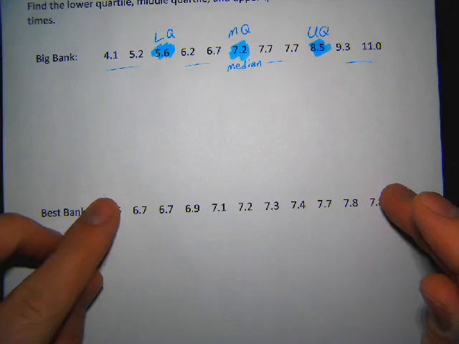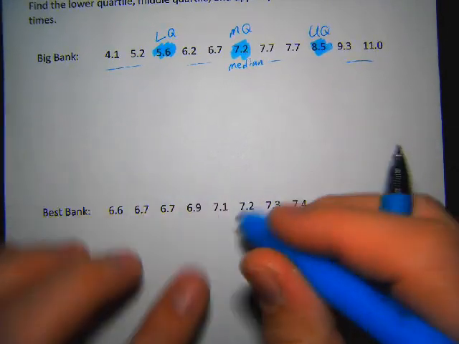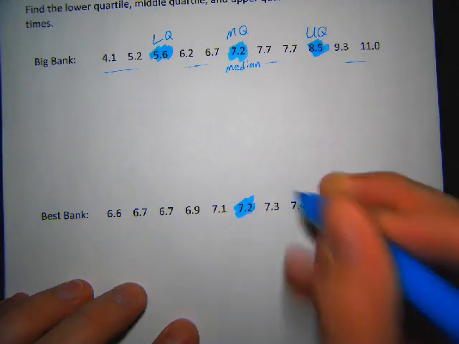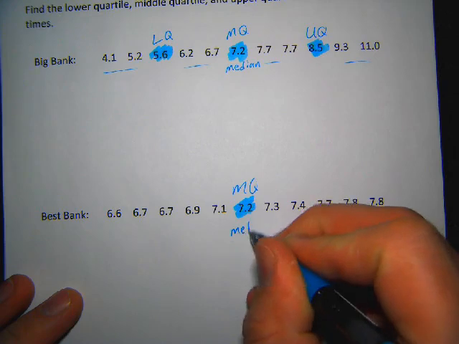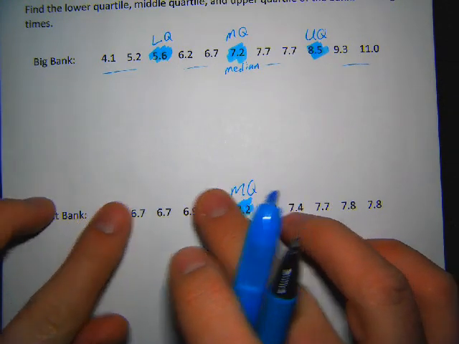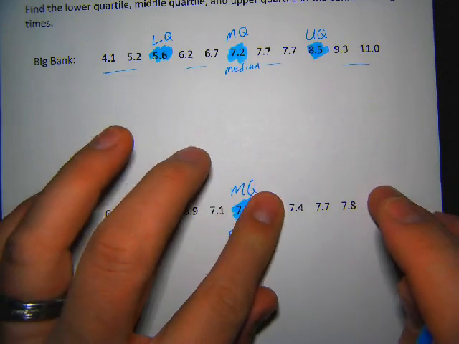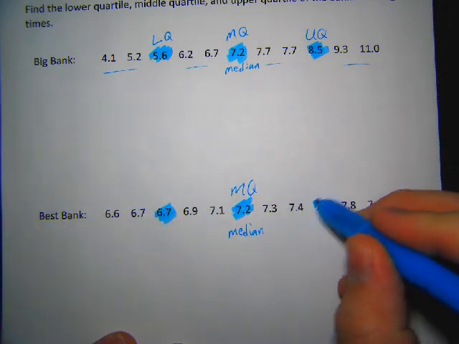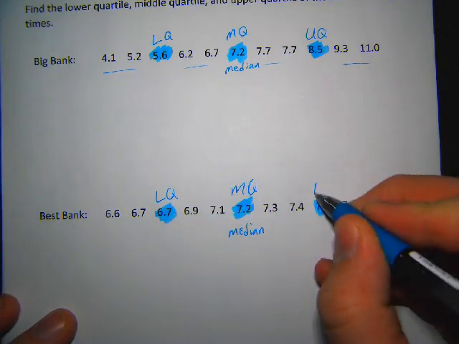So again, we'll cover up. We already know that the median for this one should be 7.2, as we said on the previous page. So 7.2 is the middle quartile. The median is the middle quartile. It's just the middle number, and that's what you're trying to find. And then we cover that up and do the middle of the bottom, 6.7. And we cover it up and do the middle of the top, that's 7.7. So that's our lower quartile and our upper quartile.